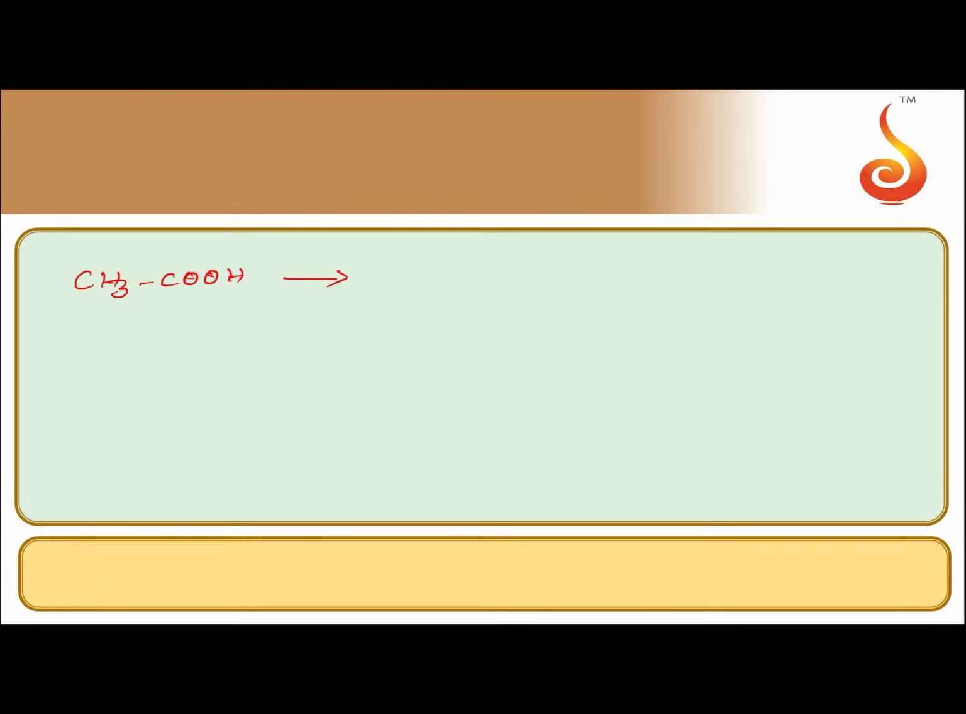CH3COOH is treated with calcium carbonate. So what will I get? Calcium acetate I will get. (CH3COO)2Ca, that is CH3 C double bond O, and CH3 C double bond O, Ca. This is calcium acetate. What is there on the arrow?